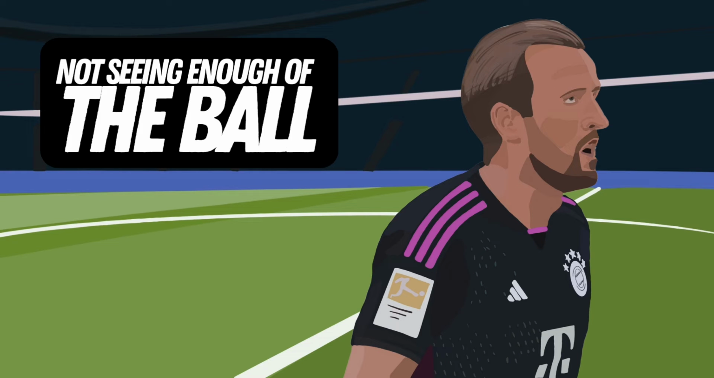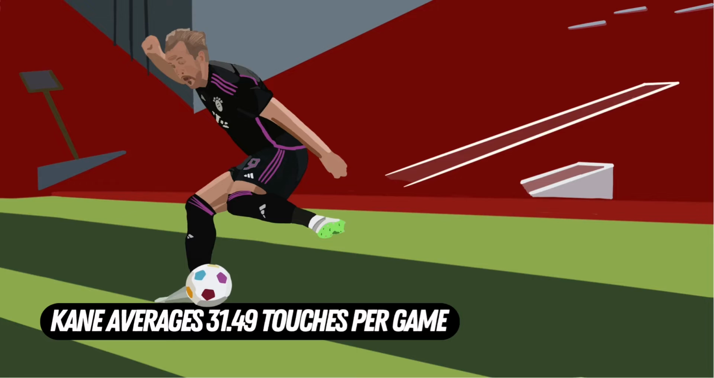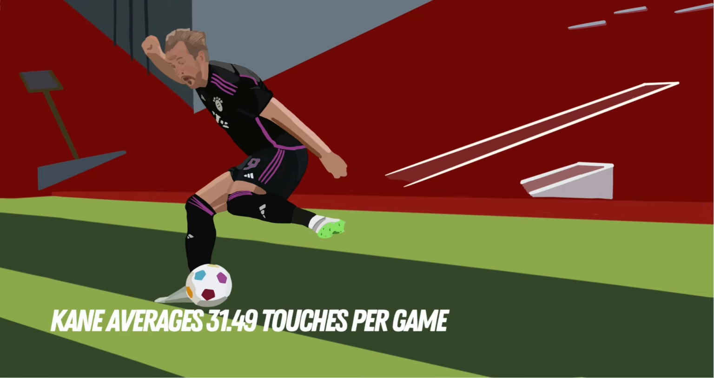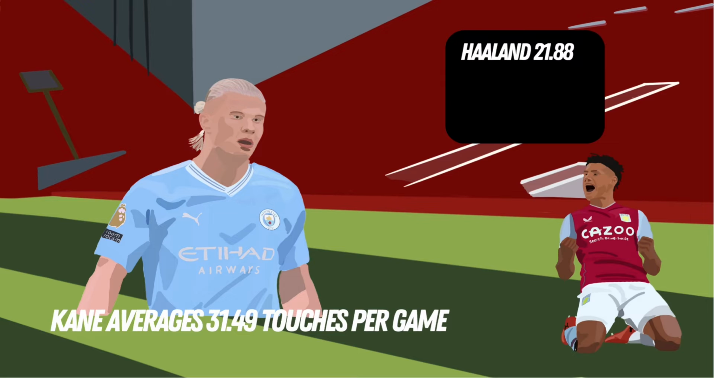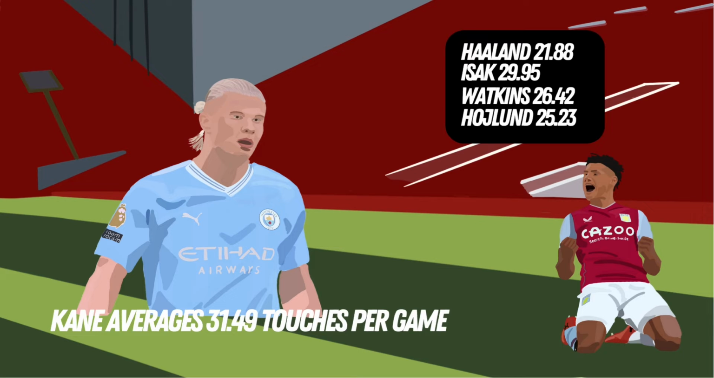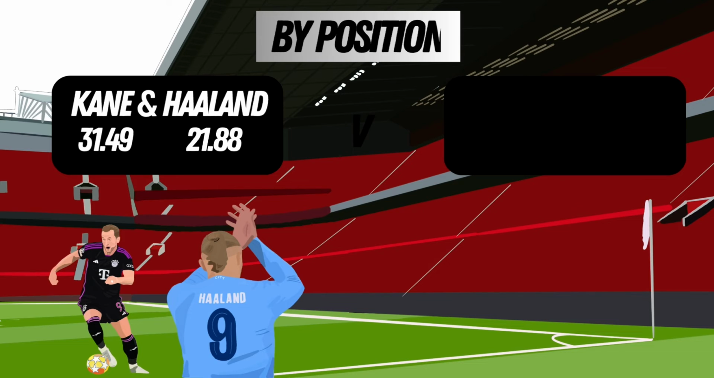And the last one is that strikers don't see enough of the ball at times. If you take a look at Harry Kane, he averages about 31 touches per game. Haaland, 21.88. Alexander Isak from Newcastle just under 30, and Ollie Watkins just beneath him with Rasmus Højlund. So it's a real challenge for strikers. They don't see the ball as much as other positions.